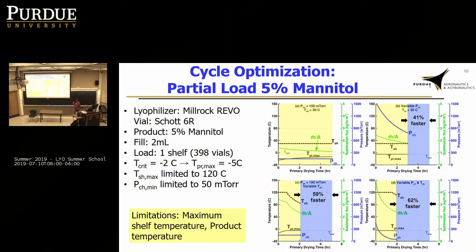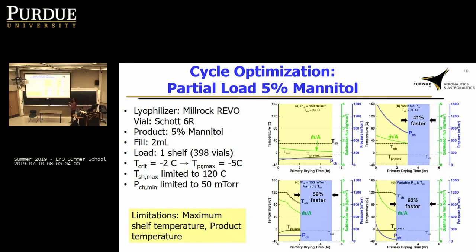Now, if you were to vary both the chamber pressure and shelf temperature, in this case, you get a 62% faster cycle. One thing to note here is that the shelf temperature is limited to a maximum value of 120. Like I said, it could be lower depending on what lyophilizer equipment you're using. And we're also restricting the minimum chamber pressure to 50 millitorr, because below that there are a lot of leaks into the system, and it becomes very difficult to control.